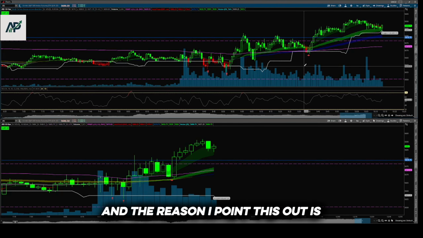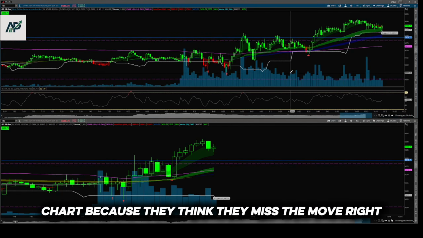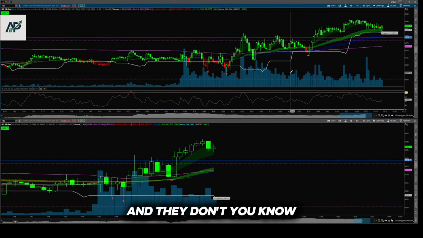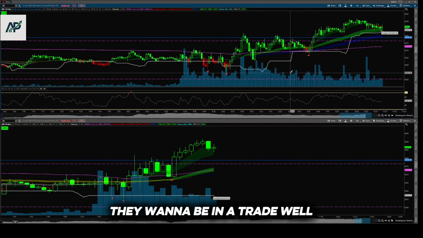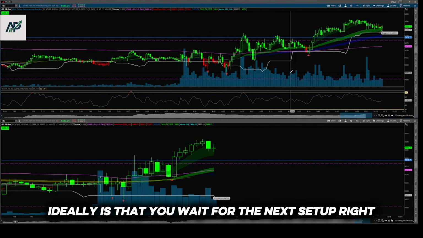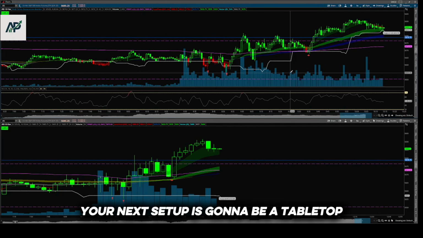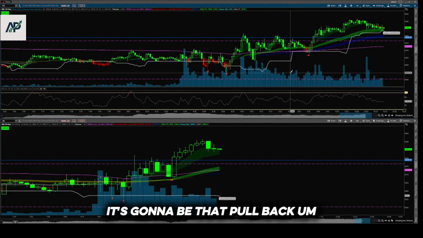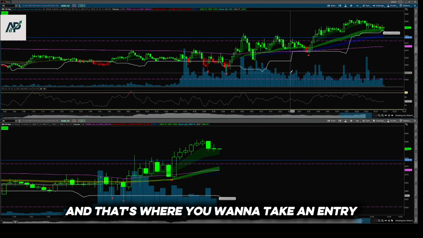The reason I point this out is many people will jump in anywhere on this chart because they think they missed the move, right? They get FOMO kicking in and they want to take a trade, they want to be in a trade. Well, ideally you wait for the next setup, right? If we're moving in a bullish direction, your next setup is going to be a tabletop. It's going to be that pullback, that consolidation before the next leg up, and that's where you want to take an entry.